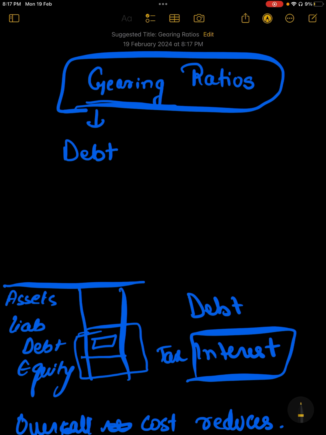In this video, we are going to discuss gearing ratios. What do you understand by the term gearing? Gearing means debt. Simple term, gearing means debt. Why do we calculate the gearing ratio? Because we want to know what percentage of debt is in our total finance. Total finance means debt plus equity. In simple terms, debt divided by debt plus equity is the gearing ratio.